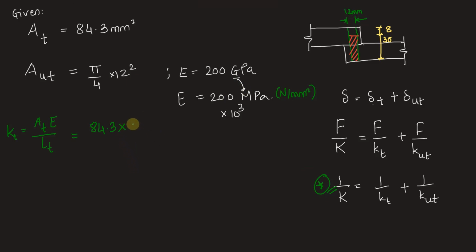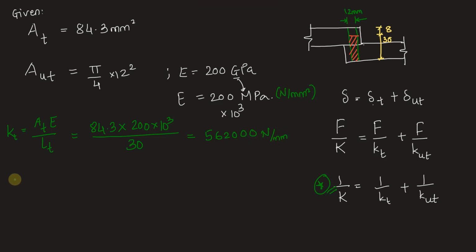So we can substitute E as 200 into 10³ Newton per millimeter square, divided by the length, which is also in millimeter. For the threaded portion, length is 30 millimeter. When this is calculated in a digital calculator, we get the answer as 562000 Newton per millimeter. Stiffness is in Newton per millimeter.